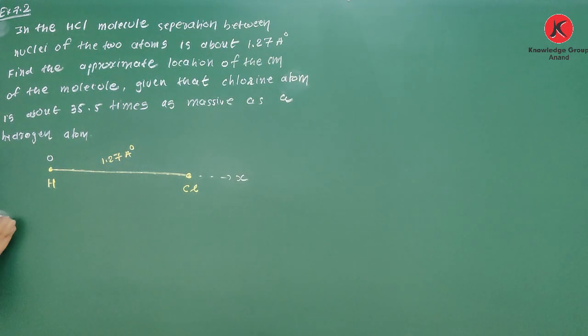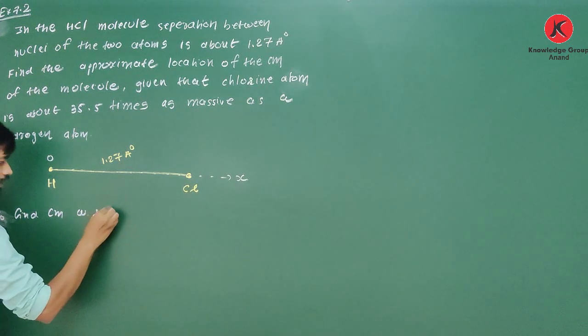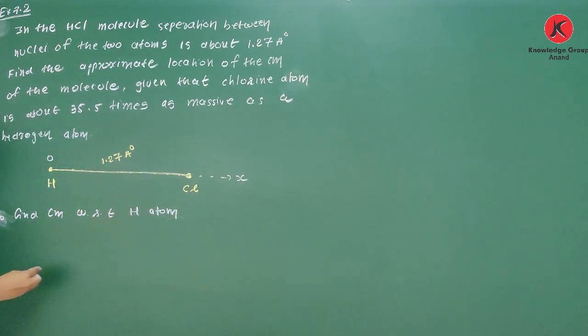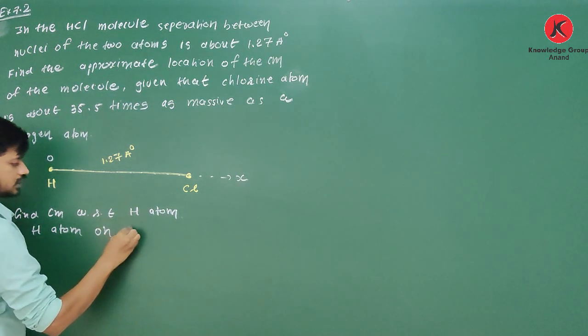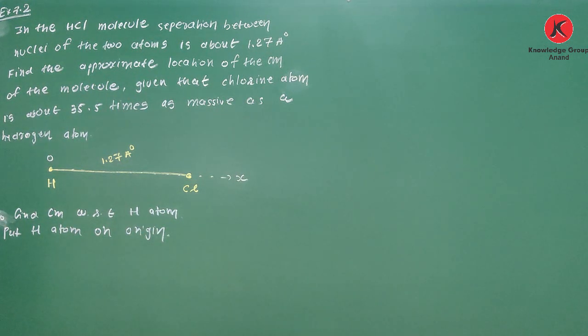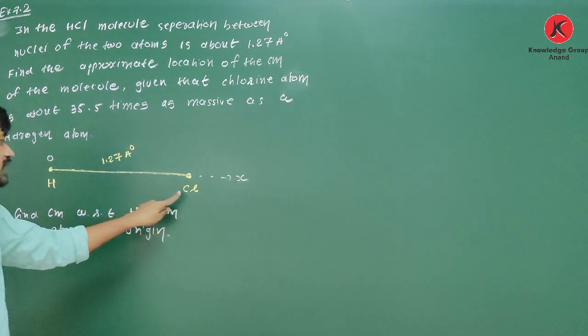To find center of mass with respect to hydrogen atom, therefore put H atom on origin. Simple. So yes, we have to find center of mass with respect to H atom. So put H atom on origin. So yes, we have two particles, one H and one Cl.